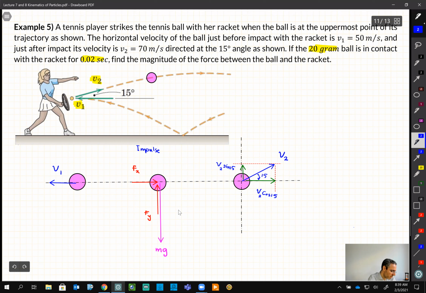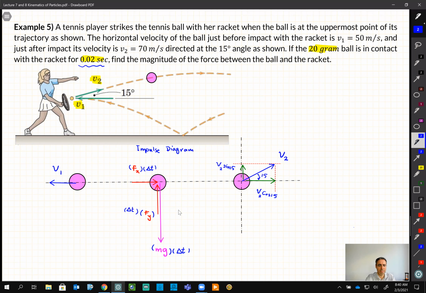And when we say impulse diagram, it means that all the forces have to be multiplied by the time. So this guy is multiplied by delta t, this guy is multiplied by delta t, and this guy is multiplied by delta t, which we happen to know, right? The question gives delta t to us.